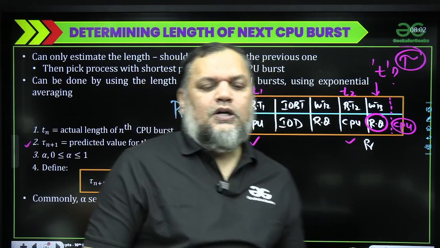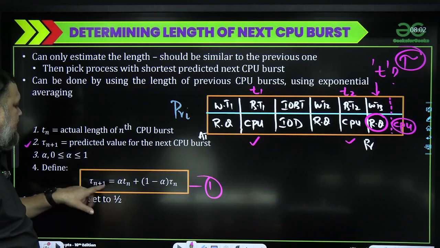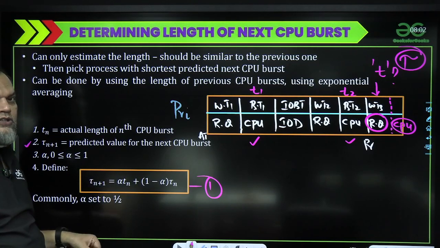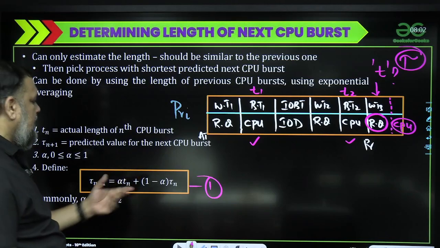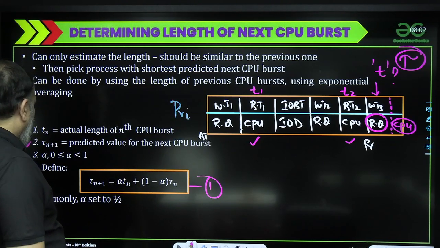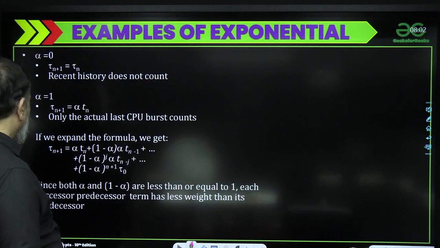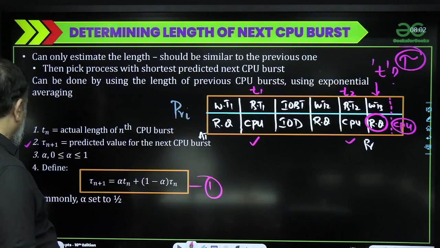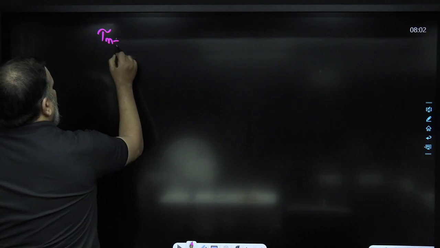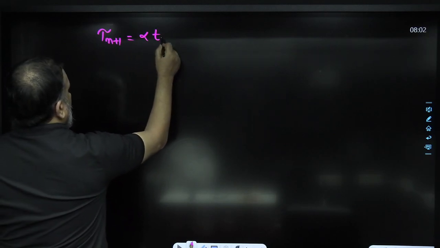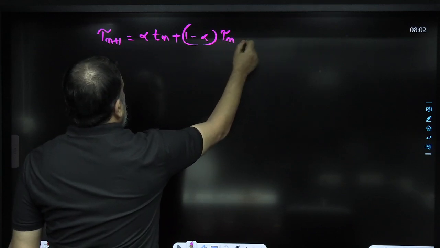Moreover, if you observe this equation mathematically, it looks like a recurrence. Tau is computed again in terms of tau. That is called recurrence. So how do you solve this? Solving this recurrence, I will show it here, and I'm trying to tell you why it is called exponential averaging. Tau n plus 1 is equal to alpha Tn plus 1 minus alpha tau n, equation 1.